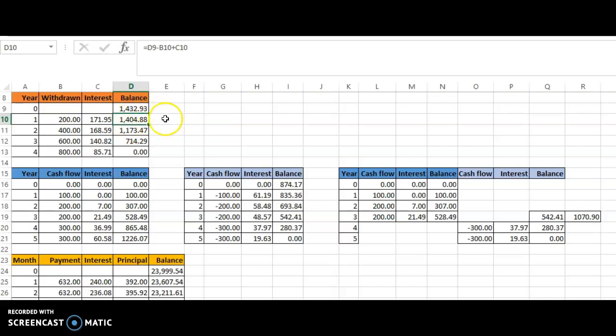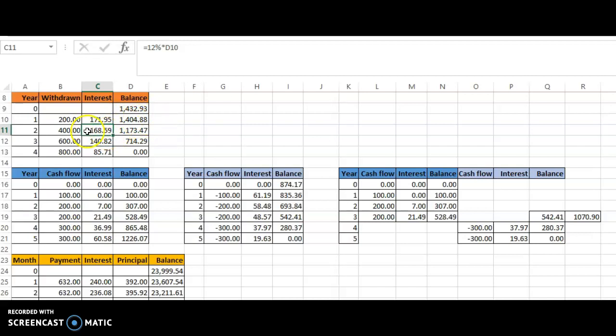Alright, then the next year what happens is that you earn another 12% from this balance, because this balance is available for 1 year. Therefore you earn interest of 12% from this here at the end of the second year. So you get 168.59. That is 12% multiplied by 1404.88.